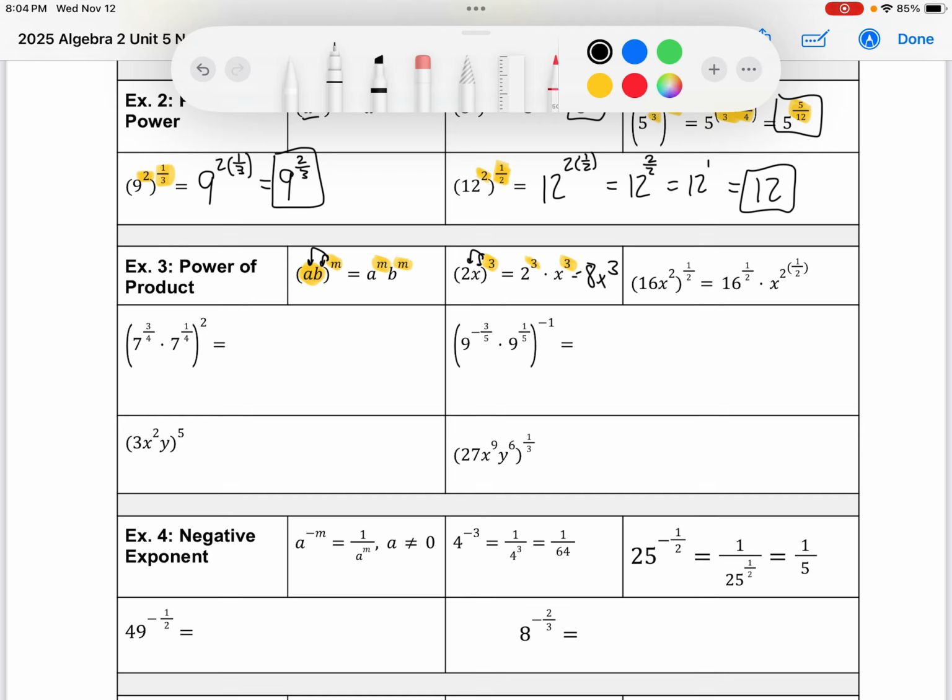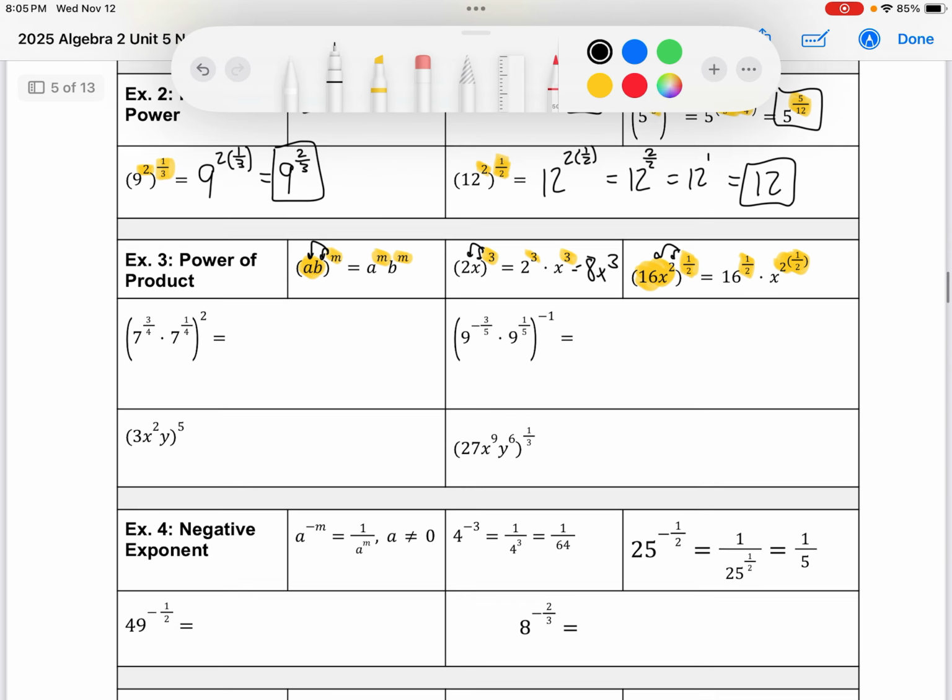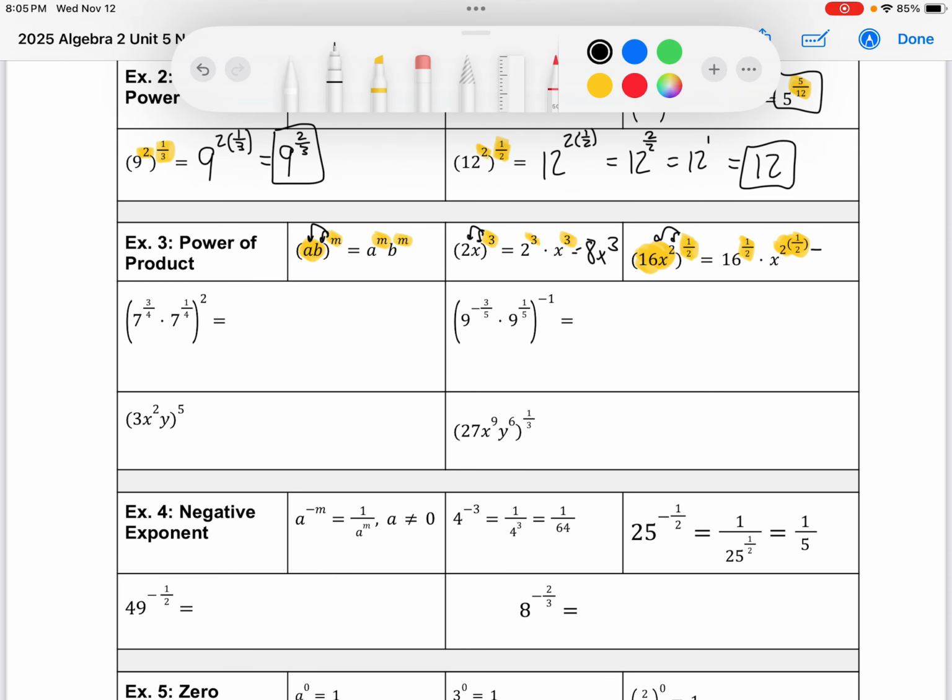And then same thing for the next one. I have 16x squared on the inside, and then my power on the outside is 1/2. So we kind of bring that to both of these, both the 16 and the x squared. So I would get 16 to the power of 1/2. And then remember, like what we just did, if I have a power on the inside, I multiply that times the power on the outside. So this gives me x to the power of 2 times 1/2. These we could evaluate further. 16 to the power of 1/2 would be 4. And then x to the power of 2 times 1/2, that would be x to the power of just 1, which is just x. So this would be 4x.